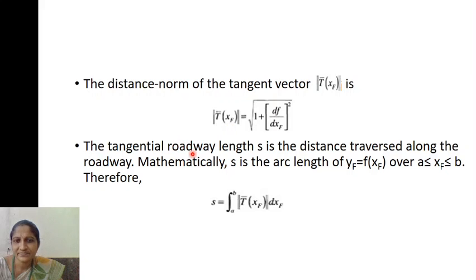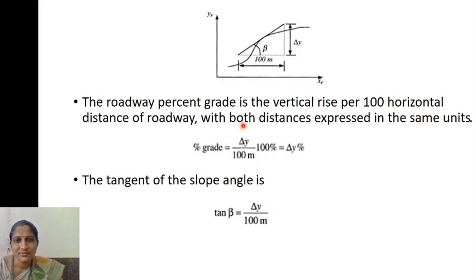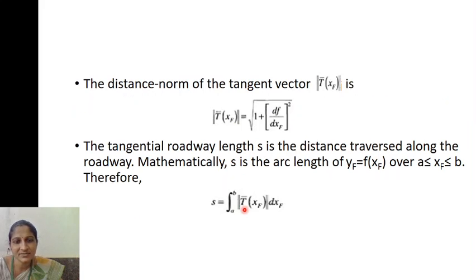To get the distance traveled, you need to take the summation, so for the summation you go for the integral. The integral from points A to B of the magnitude of the tangent vector T bar of x into dx. So from this we have already calculated the distance. This is the total distance traveled.